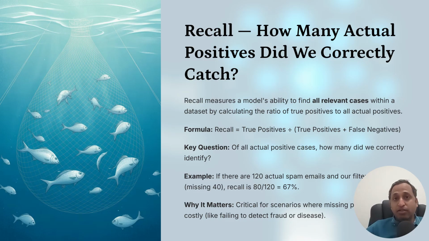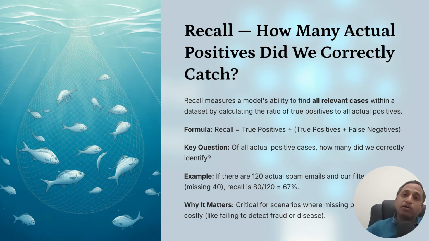Now let's look at recall, which is all about coverage. How many of the real positive cases did our model actually find? Going back to the spam detection example, say there are 120 spam emails. Your model finds 80 but misses 40. That's a recall of 67%, meaning it missed a third of all spam messages. That's not great, because missing spam might let phishing emails slip through. In other domains like medical diagnosis, missing a positive case can mean delayed treatment. And in fraud detection, missing a fraud could mean financial loss.